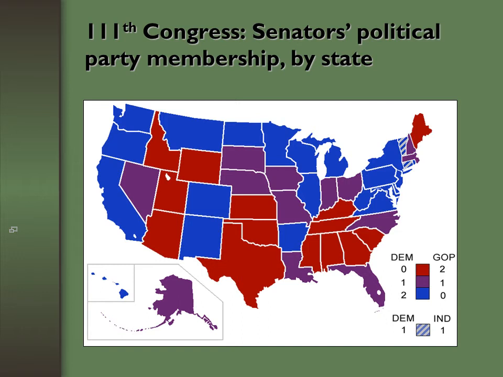This is again the 111th Congress. We're looking at Congress from 2008 to 2010, and what you're seeing here is the senators' political party membership by state. It's an easy map to read. If you have two Republicans, it's solidly red. By the way, if you don't know what GOP stands for, it's the Grand Old Party, another name for the Republican Party. If it's solidly blue, then you have two Democratic senators. If it's the color purple, then one of each. And as you can see, folks, this is very similar to the Electoral College results as well.